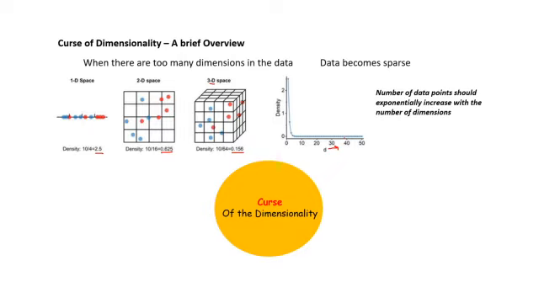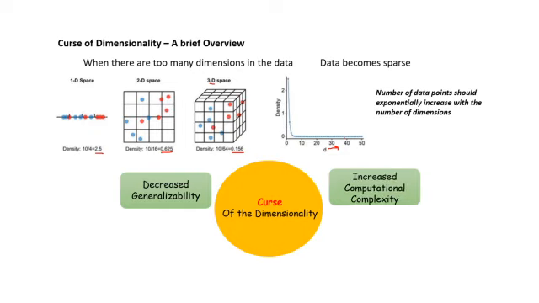So what are the curses of this dimensionality? Number one, the generalizability is decreased, because as the number of dimensions increases, the model space increases, but the data becomes sparse. Therefore, it finds it difficult to find the pattern. Next, computational complexity is also increased. More characteristics mean more calculations, and this will require more computing time and power. It will also be difficult to visualize and interpret data.